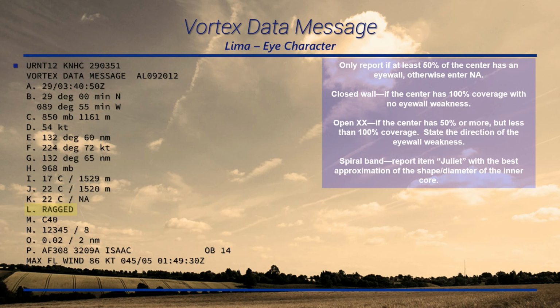Lima is going to be the character of our eye. What we're looking for is at least a 50% eye wall. Otherwise, we'll just mark it as NA. If we get a complete 100%, we'll just say closed. Otherwise, if it's 50% or more, we'll say open, and then we'll say what direction. So open SE, it's open to the southeast. We can use a spiral band, kind of reporting the item Juliet with the best approximation of the shape and diameter of the inner core. If it's ragged, and like in this particular case, it's real shabby looking, we'll mark that as well.